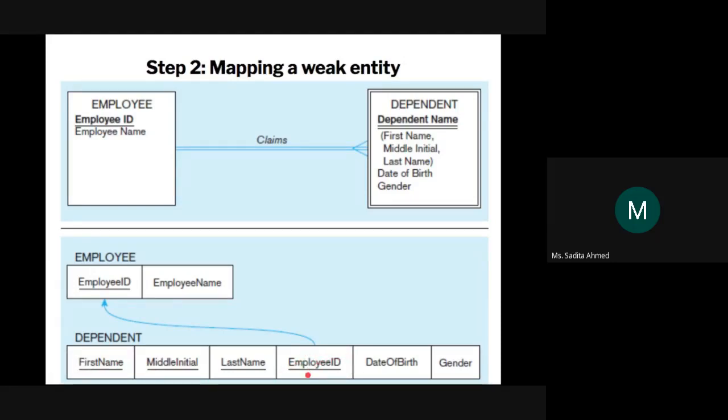And it's also possible that 2 different dependents have the same name, same first name, same middle initial, last name. That can happen. That's also possible, no? However, is there any way for the combination to be repeated? Not likely, right? If you combine the employee ID value with the first name, middle initial, last name, all of them together, then that is surely going to be unique.